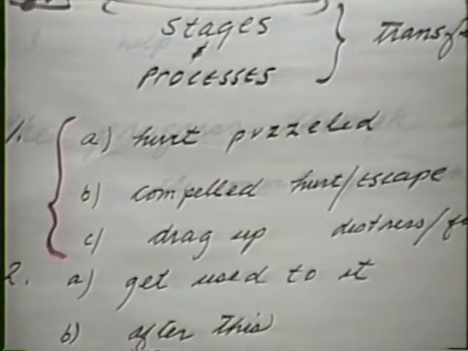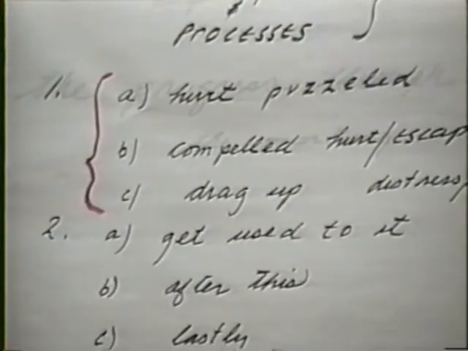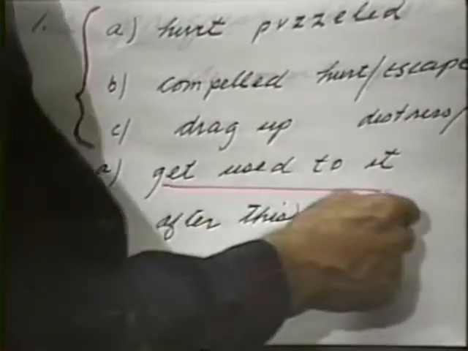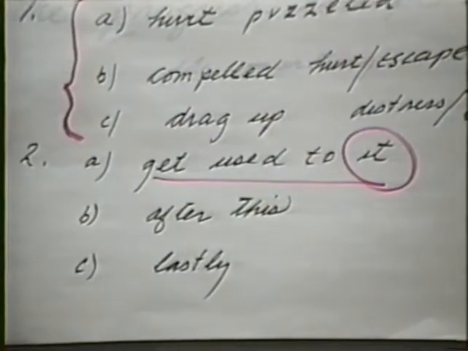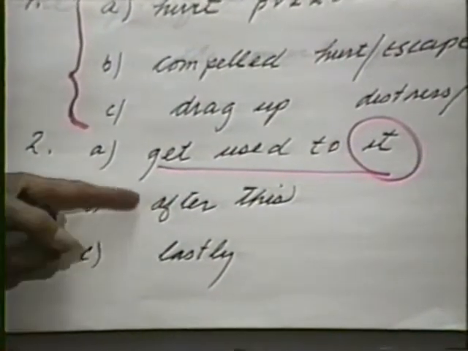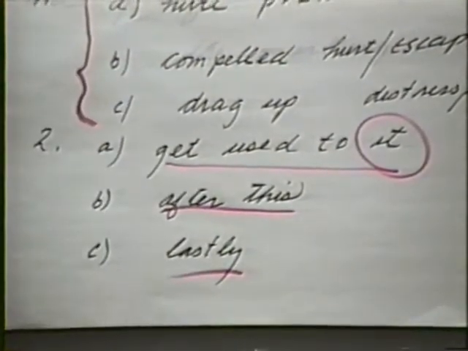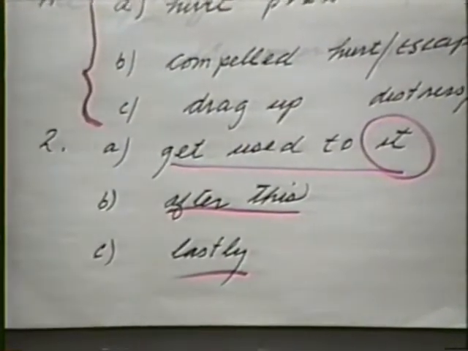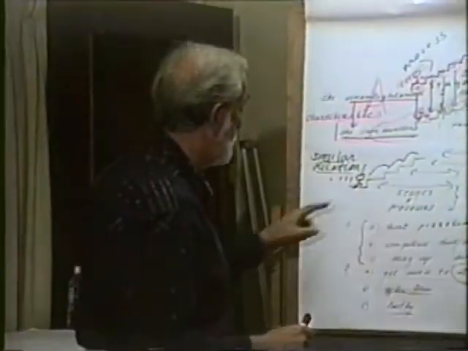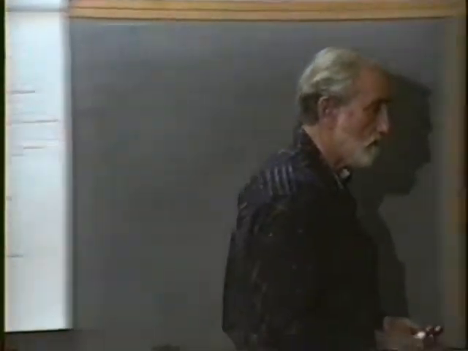Next, repeatedly, by going through it again and again, they have to get used to it. There's no way out. Then there's a stage after this they go through, and lastly, they go through yet another stage. Now, I would like to go into the language of that for a moment. All right, and let's talk about geography while we do that. Geography of an allegory.